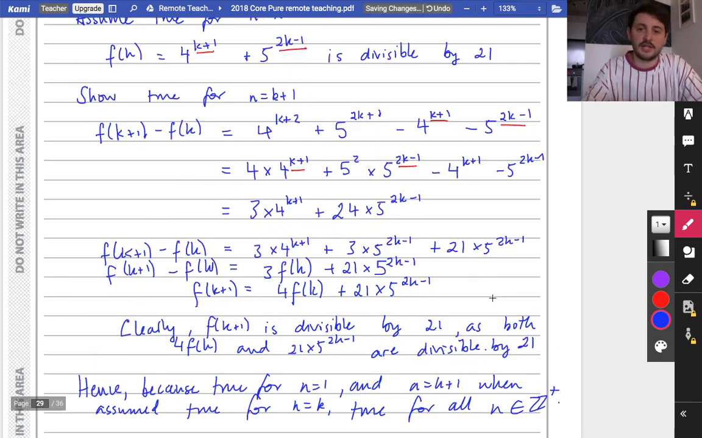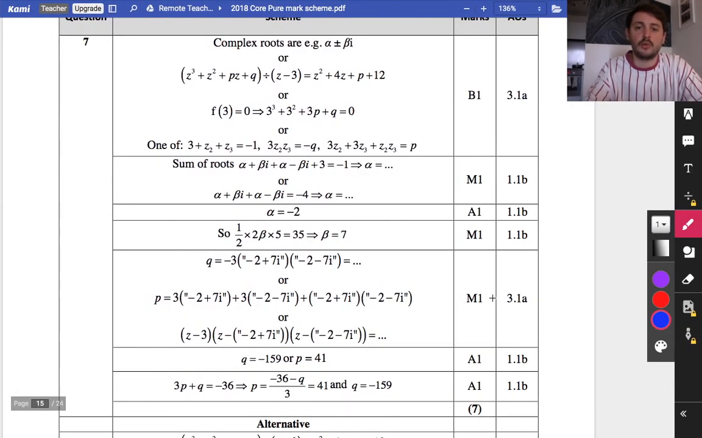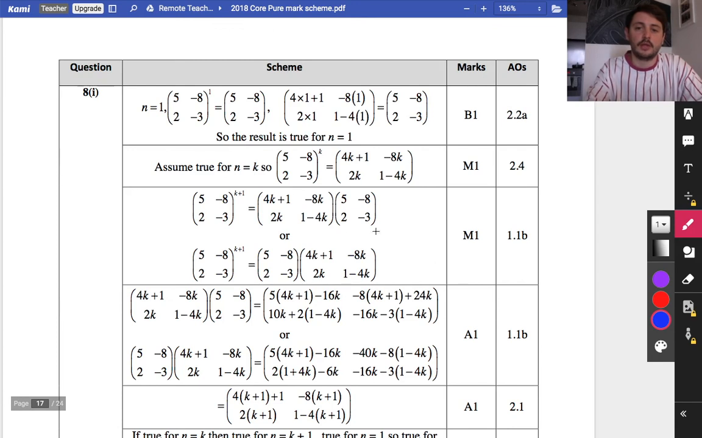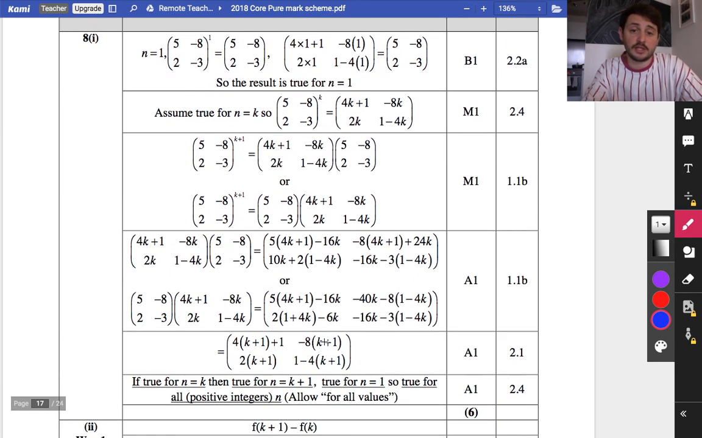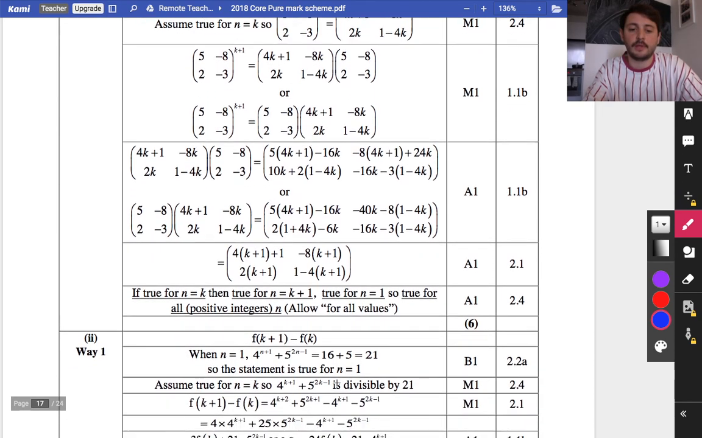Okay, we don't really need to check the mark scheme here, but it's 6 marks. I'll just tell you where they come from. So you get 1 mark for showing that it's true for n equals 1, 1 for showing that you've assumed it to be true for n equals k, a method mark for doing some manipulation, and an accuracy mark for getting it presented in the right kind of direction, and an accuracy mark for being presented in the correct way, and an accuracy mark for the final statement.